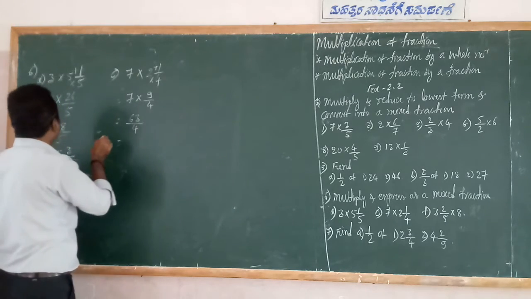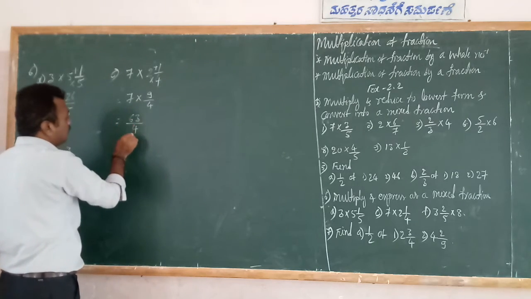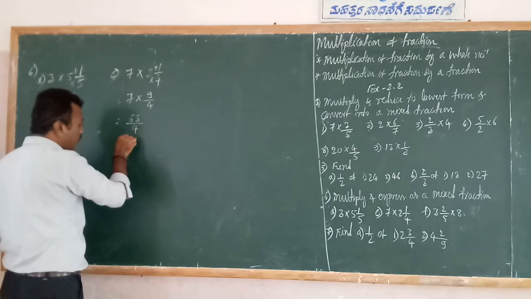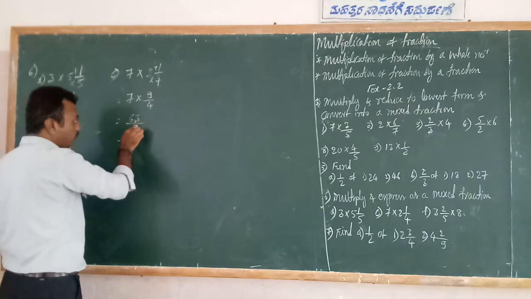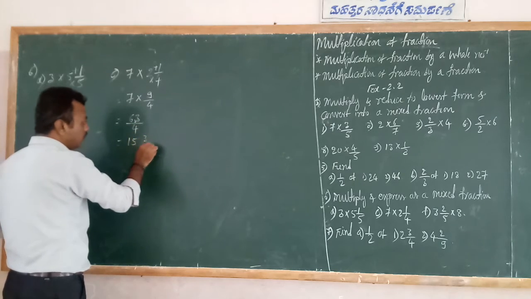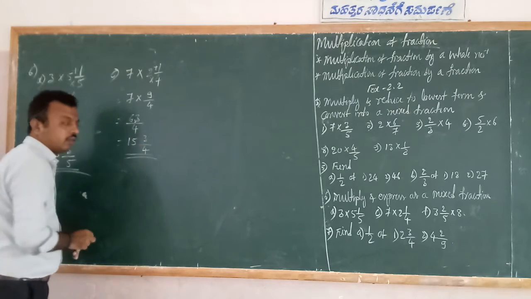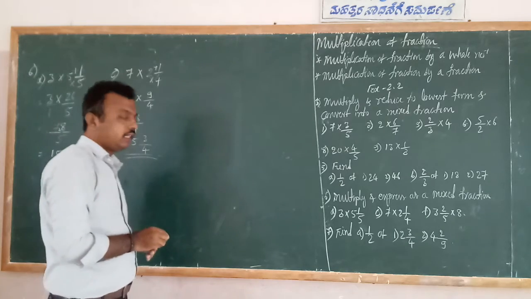So what is the mixed form here? See, 63 divided by 4. 4 ones are 4. What is the remaining? 2. 23 becomes, 4 fives are 20. What is the remaining here? 3. So 15 and 3 by 4. This is the mixed form of 63 by 4.